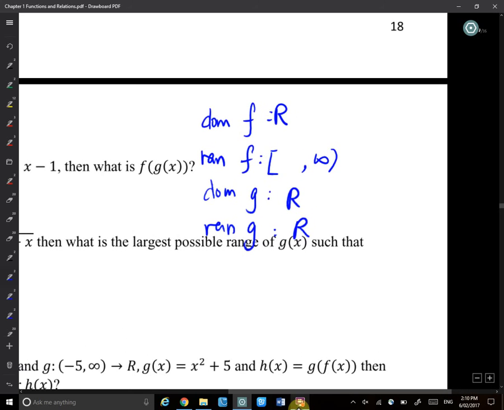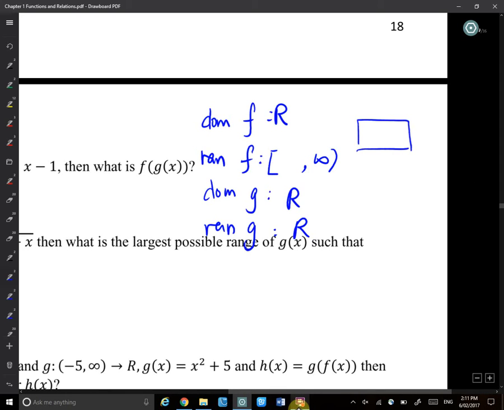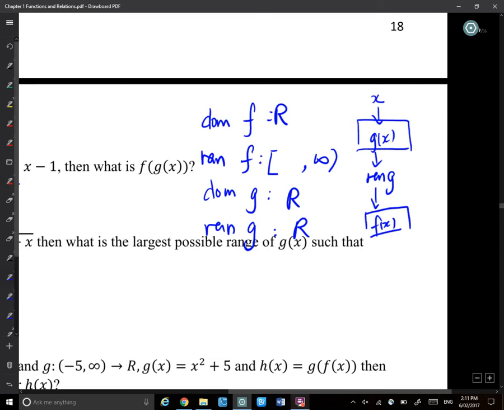So now let's think about this. I put the g function into the f function. We put some x into g first, and I get the range of g coming out, and I put the range of g into f(x) to produce a value. So think about the range of g. The range of g is R, and the domain of f is R as well.